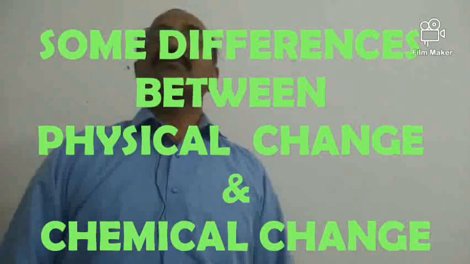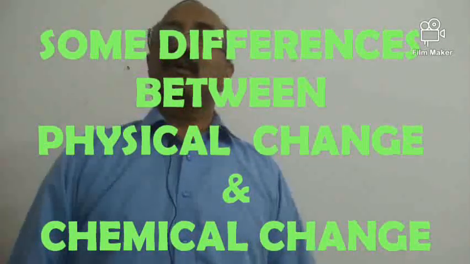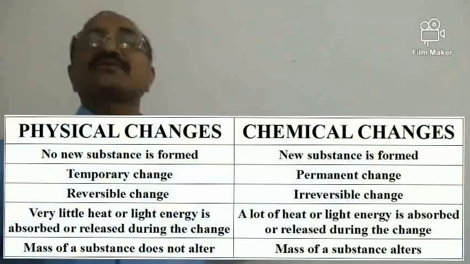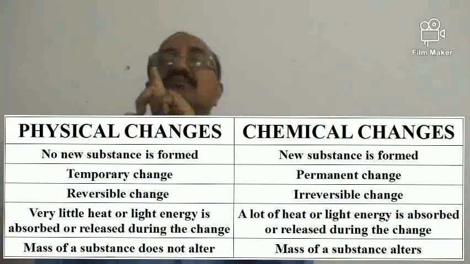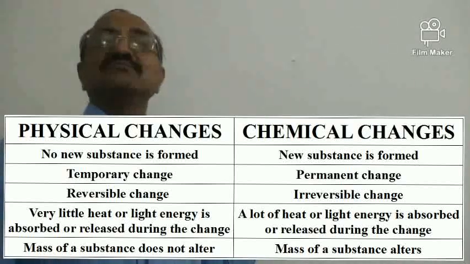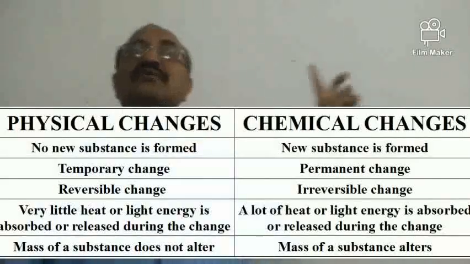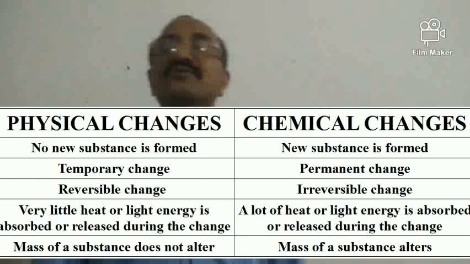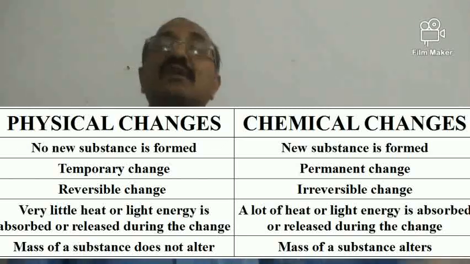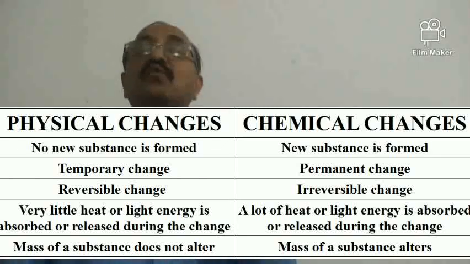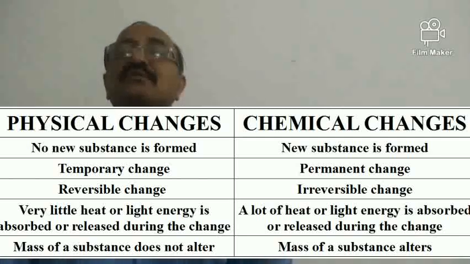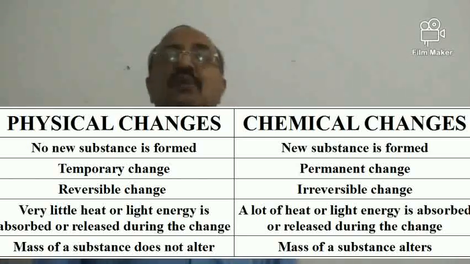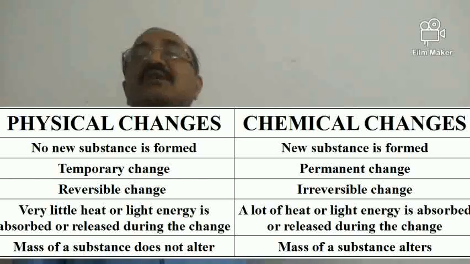So children, we just note down the differences between physical and chemical changes. Physical change, chemical change, what are the differences? One, a new substance is not formed here, and in that, a new substance is formed. This is a reversible change. That is an irreversible change. Second, heat and light: here, absorption of heat and light is involved, minimal at most. But a lot of heat and light are generated in that.